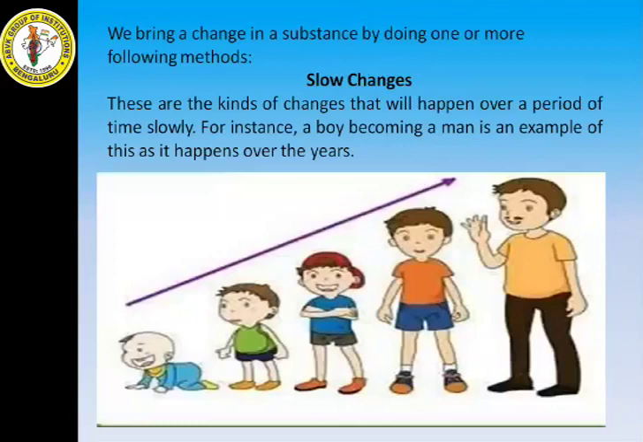We can bring a change in a substance by one or more of the following methods. How can you bring about a change in an object? The first one is slow change. These are changes that happen slowly over a period of time. It will take time to change. For example, from a baby to an adult person. That cannot be a one-day or two-day change. It takes years together to change. So this is a slow change.